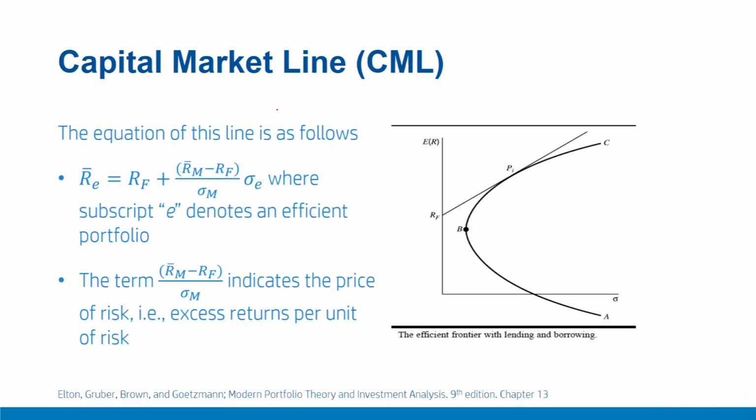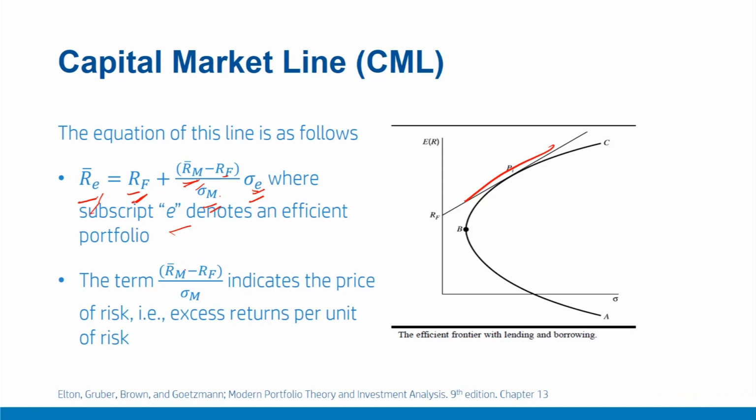We also know that the equation of this capital market line, CML, can be simply represented as RE bar equals RF plus (RM bar minus RF) upon sigma M, into sigma E, where the subscript E is for an efficient security or portfolio. Now, RE bar here is the expected return on that efficient security, RF is the risk-free rate, RM bar is the expected return on the market, sigma M is the standard deviation or risk of the market, and sigma E is the standard deviation or risk of that efficient security.